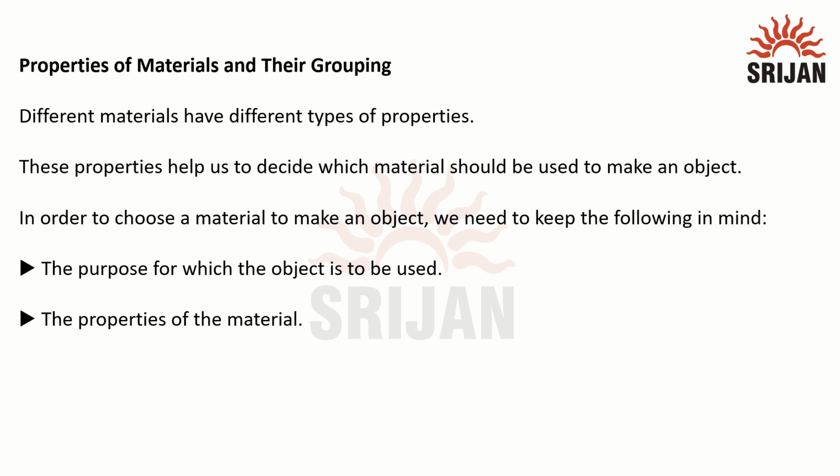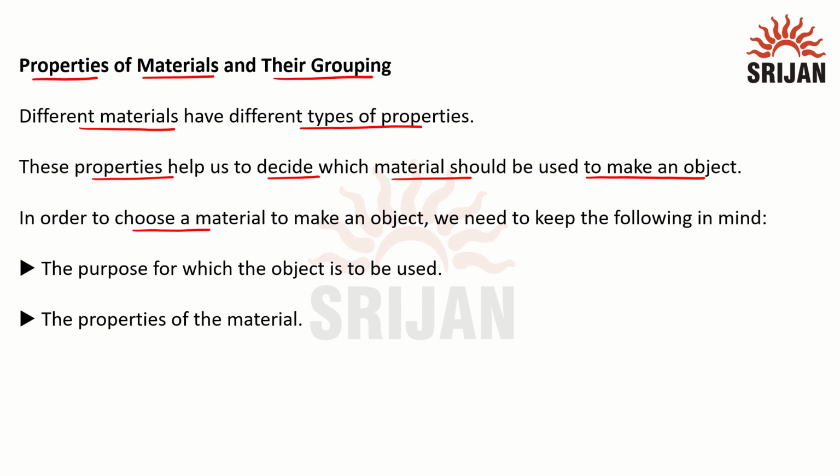In this video, we will learn about properties of materials and their grouping. Now we know that the objects that we use on a daily basis can be made up of the same material or made up of different materials. Different materials have different types of properties. That means their physical property, chemical property, the way they look, color, everything can be different. These properties help us to decide which material should be used to make what object.